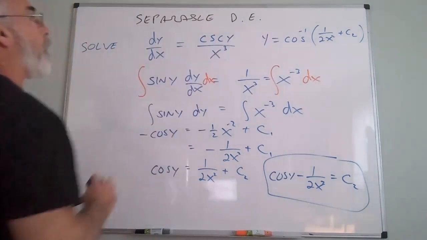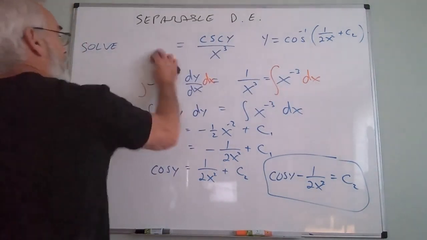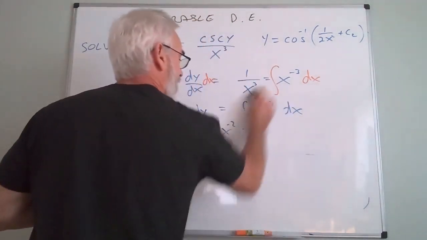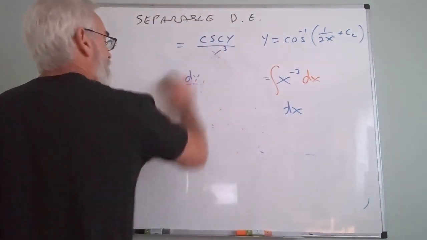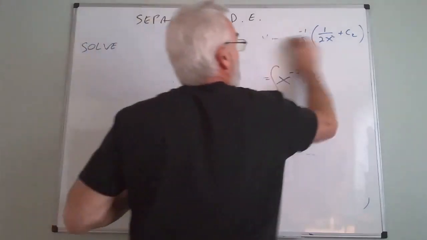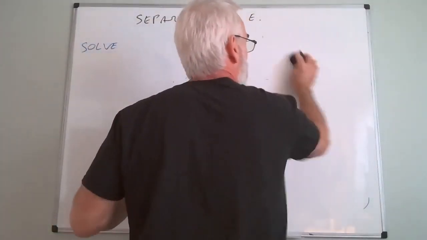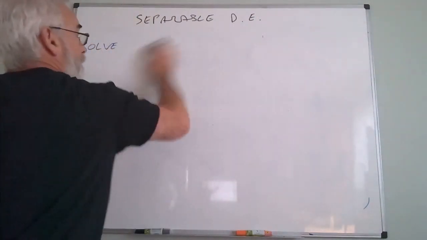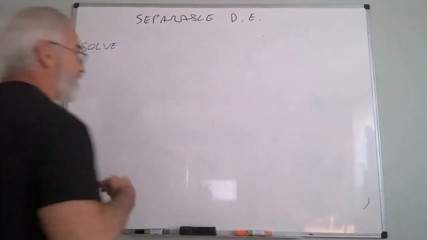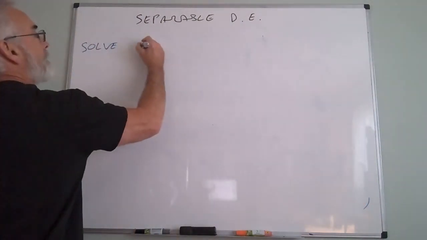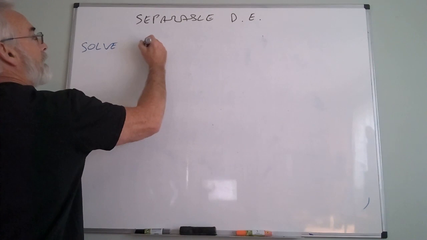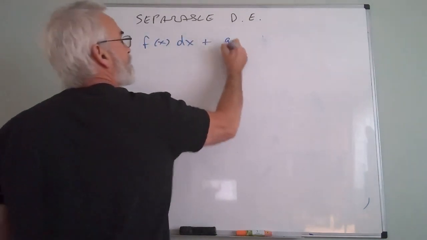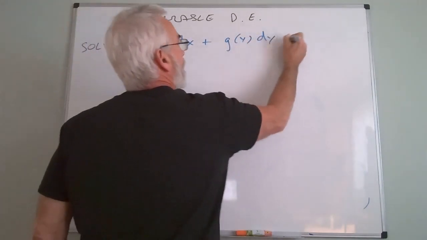Now, this is one form of the separable differential equation. The other form that is common, and I want you to understand that it's a form, is what you'll often see in a textbook or in an actual problem that you have to solve. It might be a physics class, for example, where this will come up. And that is if you have something in the form f of x dx plus g of y dy equals 0.